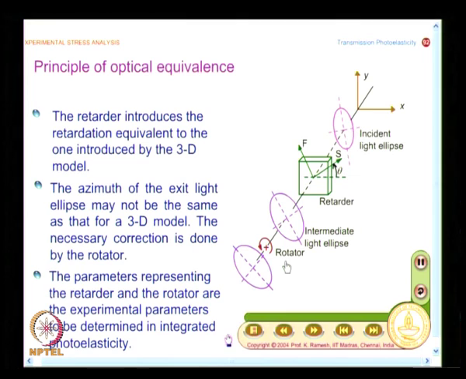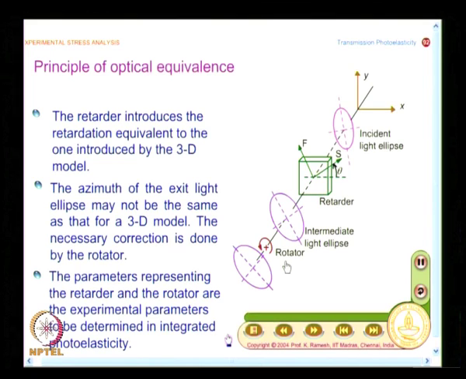So, experimentally what I am going to find out is the parameters of the retarder and the rotator, and theta refers to the primary characteristic direction, theta plus gamma is the secondary characteristic direction, beg your pardon. So, what you find here is the retarder introduces the retardation equivalent to the one introduced by the 3D model. The azimuth of the exit light ellipse may not be the same as that for a 3D model.